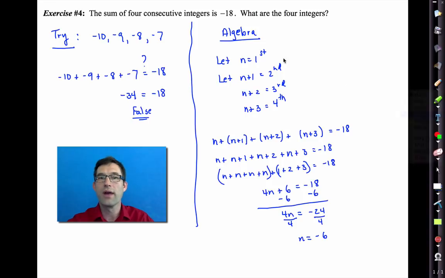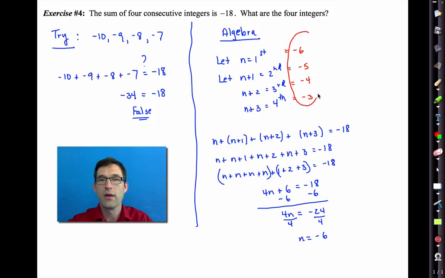Let me write them down in red. My next integer will be negative 6 plus 1. Watch out, that's negative 5, not negative 7. Then negative 6 plus 2, negative 4, negative 6 plus 3, negative 3. So there they are. All right. Nice problem to end on. Not too hard. Pause the video now, write down anything you need to, and then we'll wrap it up.